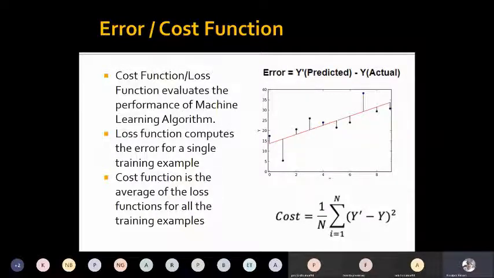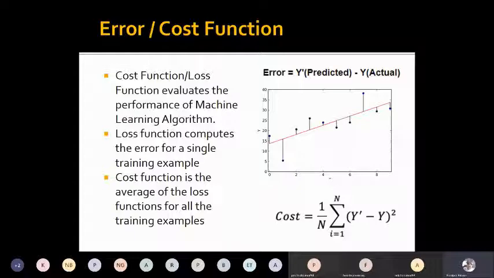So the loss function computes the error for a single training example, whereas the cost function accumulates them. To get rid of the negation, that means y can be both greater than or less than y dash, but we should treat them equally, as you can see in the top graph. So we square them and add the squares, and it's very similar to the root mean square. You can also take the root of the cost function as your objective function or your loss function. So that is also fine.